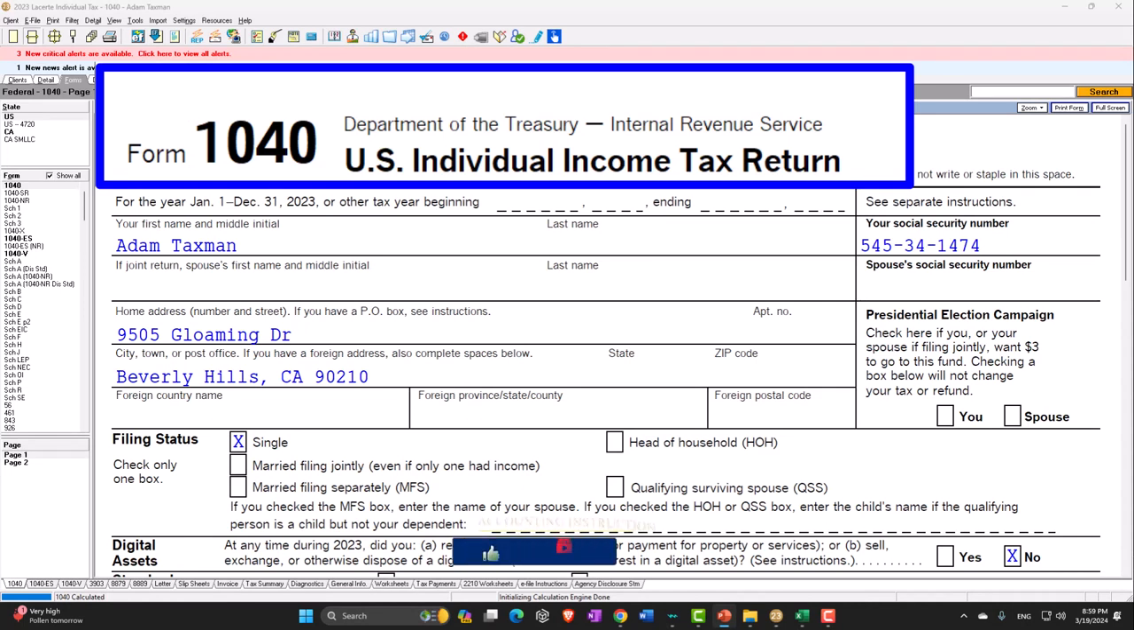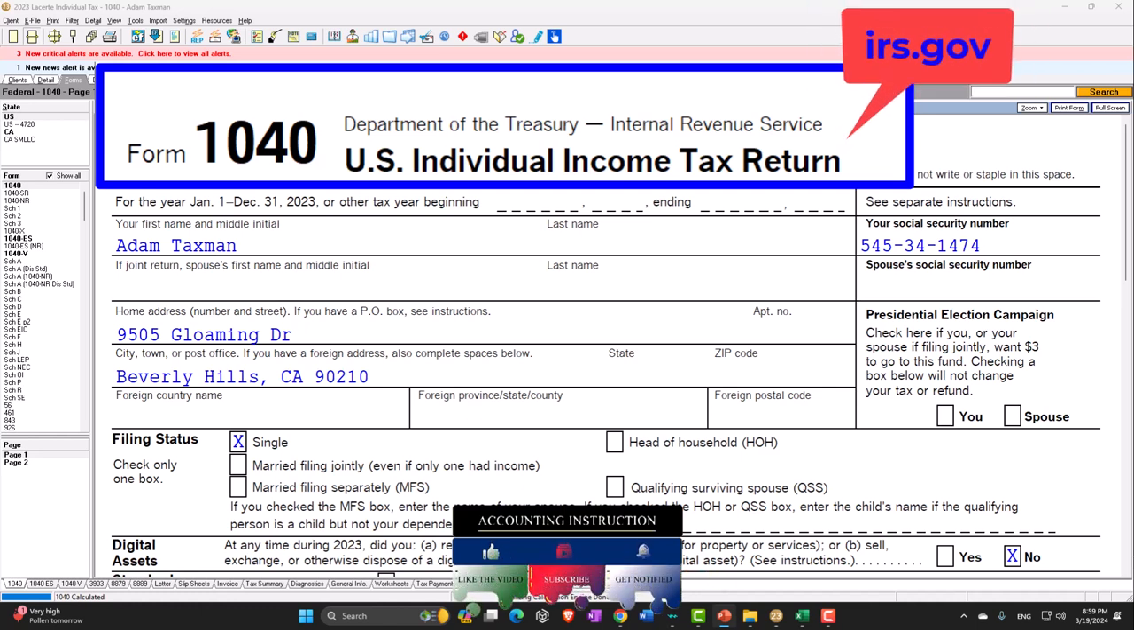Here we are in our Form 1040 example problem using Lacerte tax software. You don't need tax software to follow along, but if you have tax software, it's a great tool to run scenarios with. You can also get access to forms, schedules, and instructions at the IRS website, irs.gov.